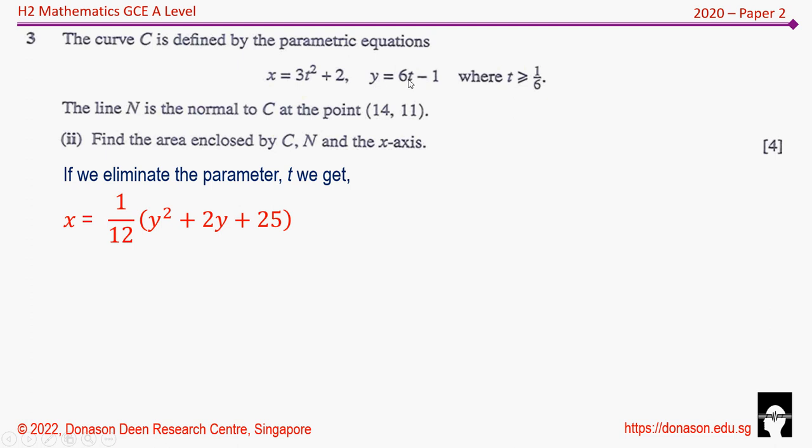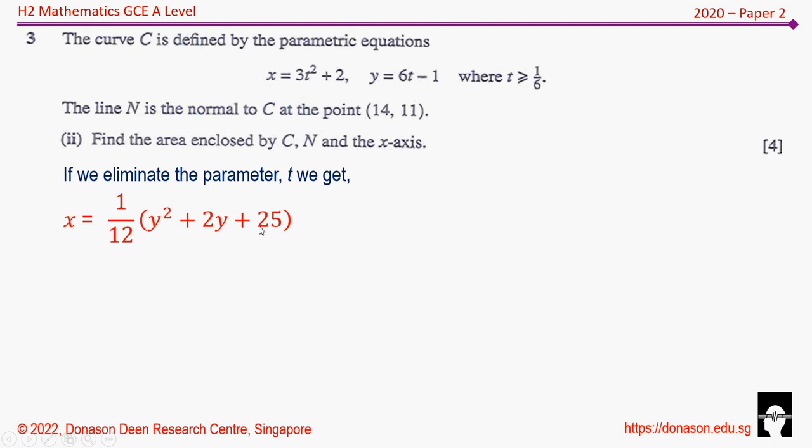t is equal to y plus 1, and then divided by 6. So that would give us the value of t, and you can take that t in terms of y and substitute into the expression for x. There is only a t squared here, so if you replace the t here with (y plus 1) over 6, and then you square it and simplify and do all the algebraic manipulation, you should finally be able to derive x equals 1/12 of (y squared plus 2y plus 25).